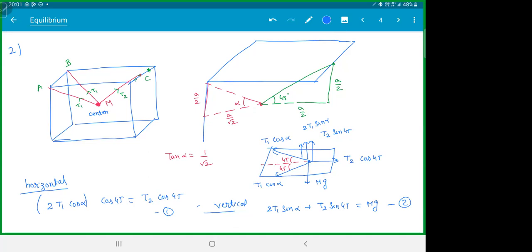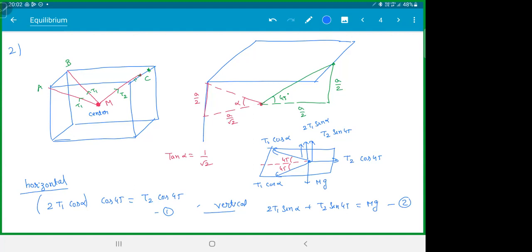Got it? The T cos alpha and cos 45 components are in a plane. The T2 sin 45 is pointing out of the paper. It's like this, Rabina. If you look at my video screen, this is the 2T1 sin alpha and T2 sin 45. These are pointing up. And the remaining 3 vectors are like this, a Y shape.